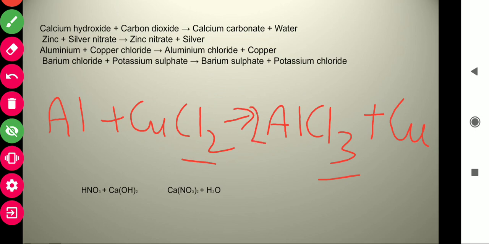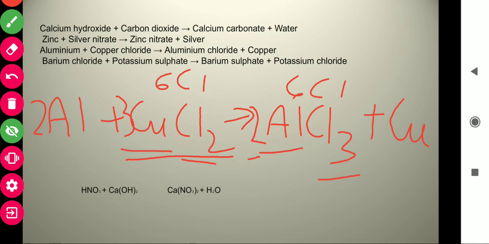We have to keep the prefix 2 in the front. Here we will keep 3 for making it balanced. Now chlorine is balanced: here 6 Cl, here also 6 Cl. But how much aluminium is there? 2. For making it equal, we have to keep 2 here. And how many copper atoms? 3. We will keep 3 here. In this way, this will also get balanced.